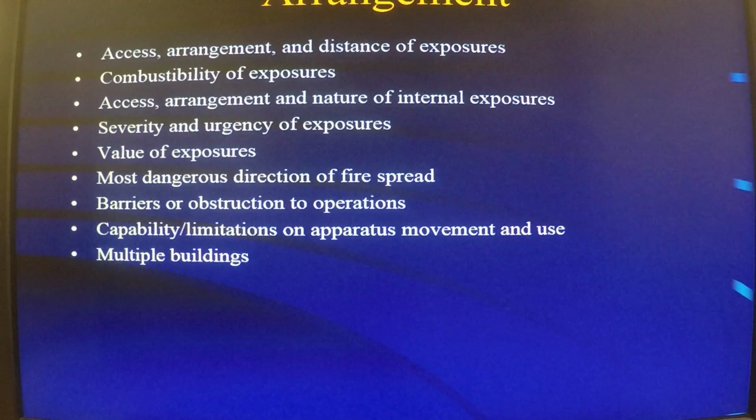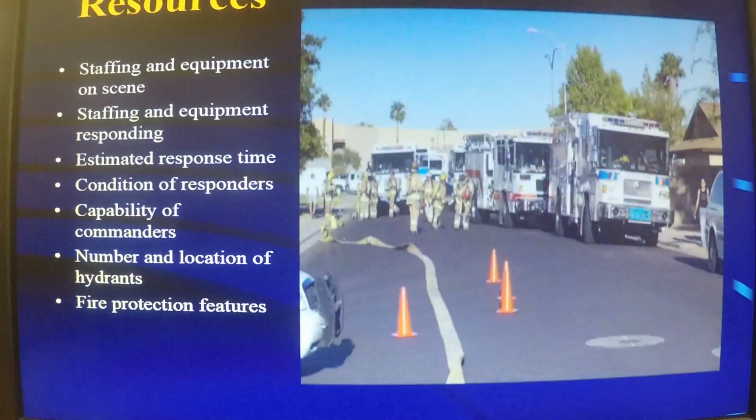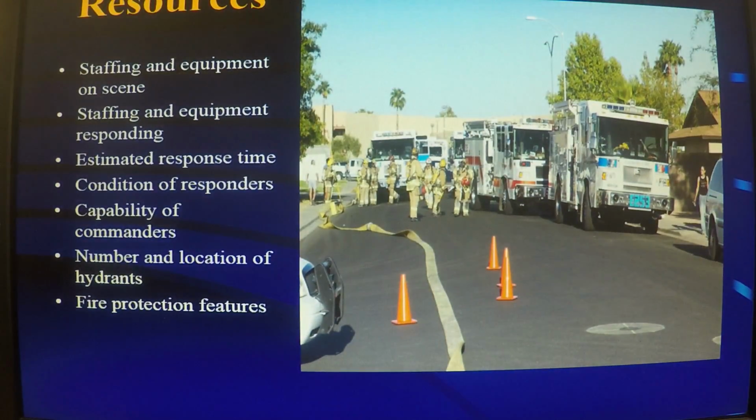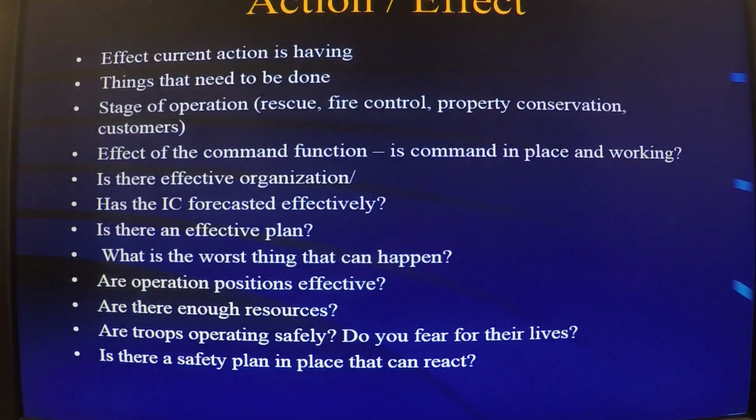So we look at the severity, the urgency of those exposures, the value of the exposures, the most dangerous direction of fire spread, and any barriers or obstructions to that operation. We kind of talked about the example around the back. Resources, we won't get into that too much. We just know here in the valley, typically you want to call them early because we have automatic aid, mutual aid, all that type of stuff to assist us. Clearly, there's times when we don't have a lot of resources because of whatever's going on. But in general, we get into trouble on resources because we didn't call them early enough, and then we need them and we're like, they're not here yet. Yeah, there's plenty of them out there. I just forgot to call them early enough. So just remember, call them early.